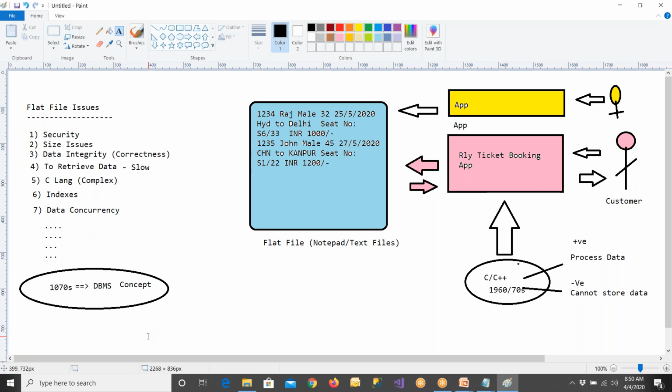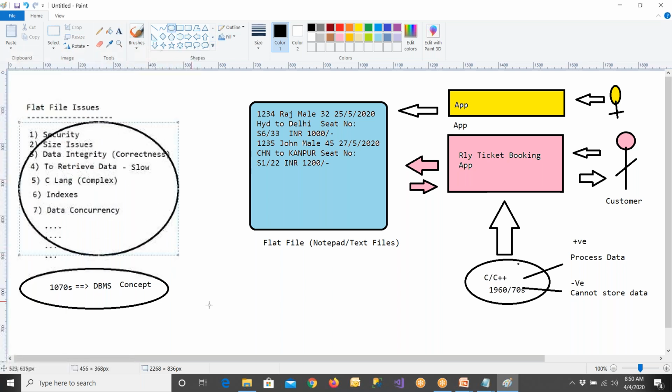So this is how the concept got created. This concept is going to be addressing all these problems. So these are the issues. Security is the issue, there is a solution in the RDBMS concept. Size is the issue, there is a solution in the DBMS concept. Data integrity is the issue. Nobody should tamper the data. Nobody should delete the data. Nobody should change the data. So that is the issue. There is a solution inside this.